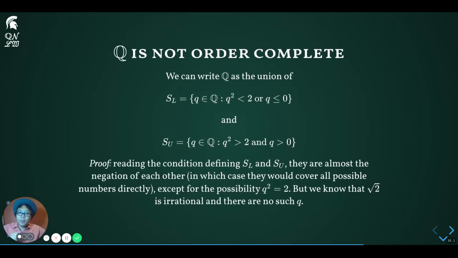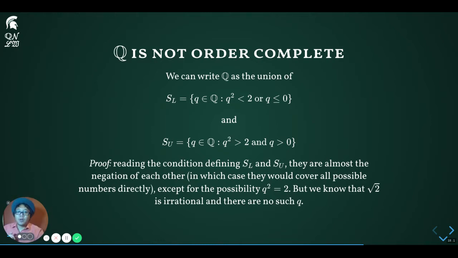With the motivation out of the way, we next show that the rational numbers is not order complete. To do so, we just need to find a cut such that neither SU nor SL have their endpoints. Notice that to show that Q is not order complete, we just need to provide one example. We will not attempt to list all possible such cuts.